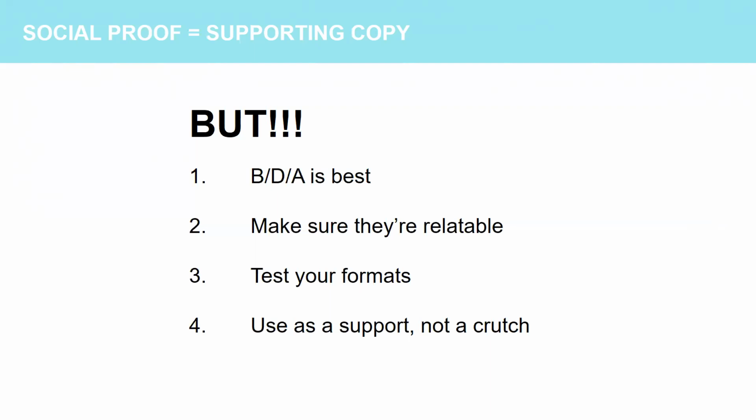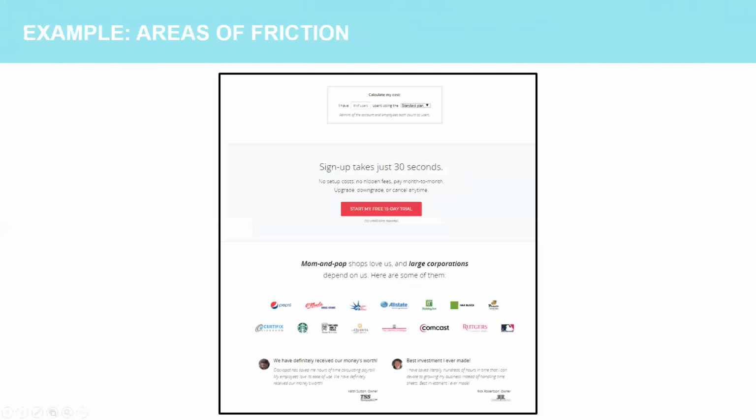So some quick examples, and then we'll open up the floor for some questions because we've moved real fast here. So here's an example of ClockSpot. And you can see we're on the pricing page here, just above this. They're calculating their cost. And then we've got mom and pop shops love us and large corporations. And then they've got kind of a mix of both. And then they've got, because we're talking about pricing, they've got testimonials specific to price. So we have definitely received our money's worth, or best investment I ever made.